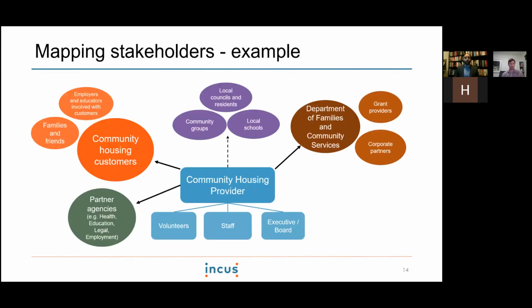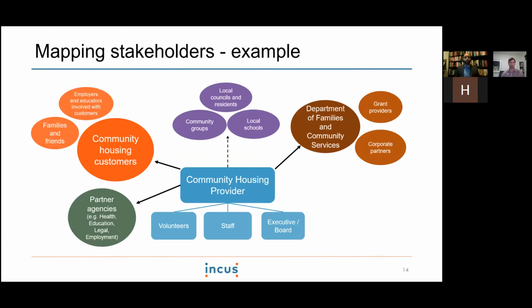I've put together a really brief map here of a community housing program in New South Wales that I evaluated a few years ago. And you can see down the bottom middle in blue, you've got the community housing provider themselves, and then spread around them are the various stakeholders that we found out. So at the bottom left, you've got the partner agencies, so health, education departments, or service providers that they work with, the customers of the community housing itself, their families and friends, their employers and educators.